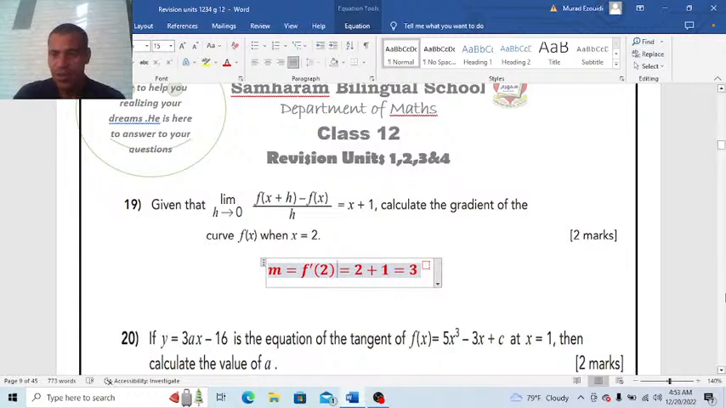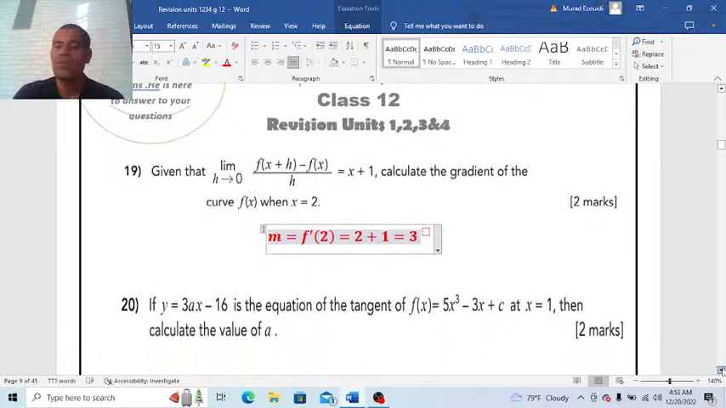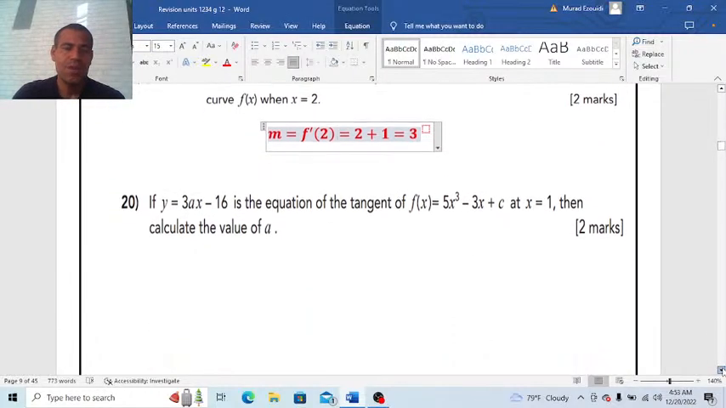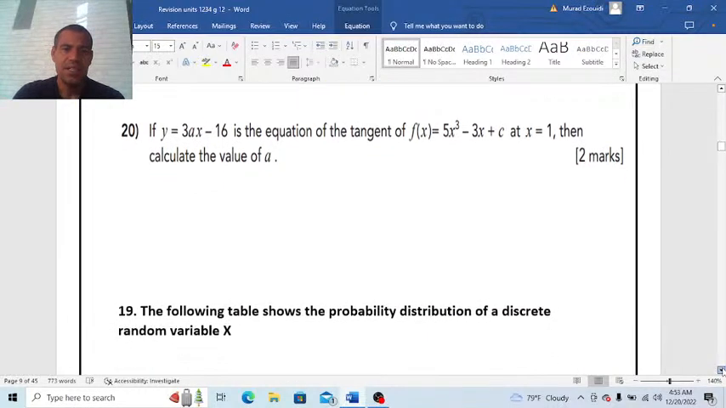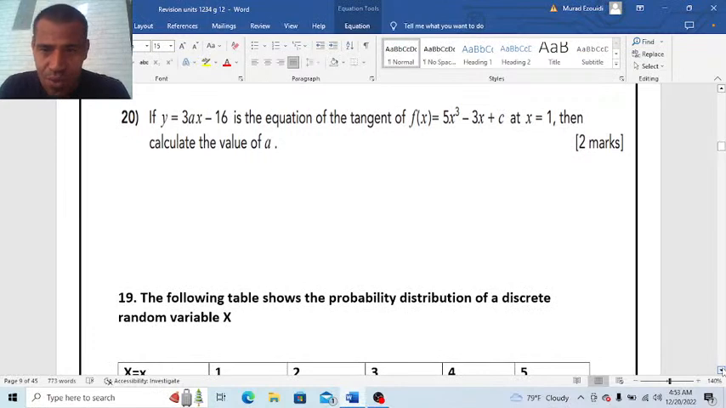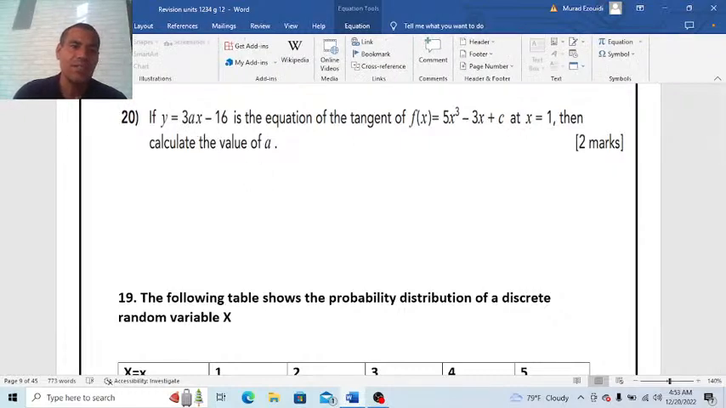For the second question we have: if y equals 3ax minus 16 is the equation of the tangent to f(x) equals 5x cubed minus 3x plus c at x equal 1, then calculate the value of a. First of all, learners, you see this one, y equals 3ax minus 16. 3a is the gradient, which means you should differentiate this function and substitute x equal 1, and it will give you 3 times a.